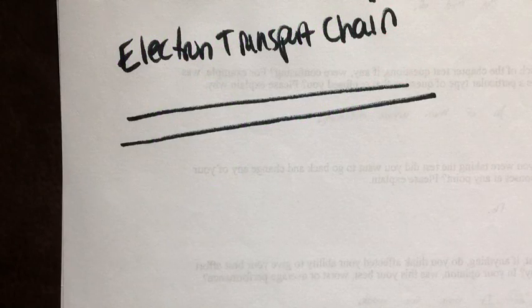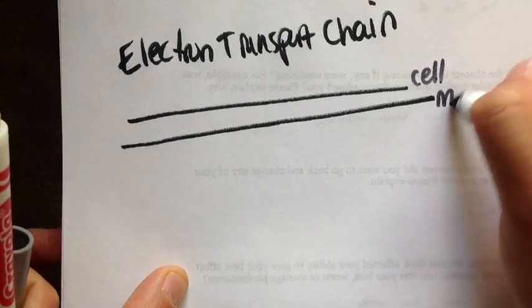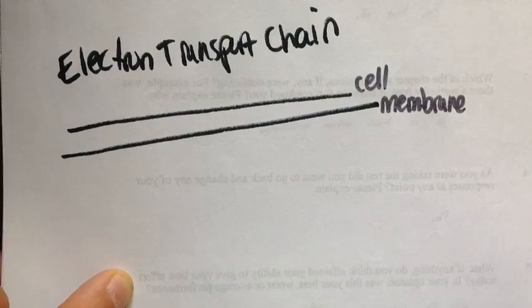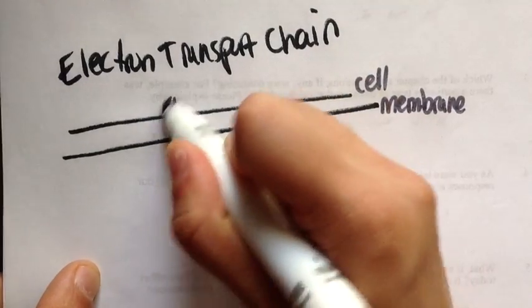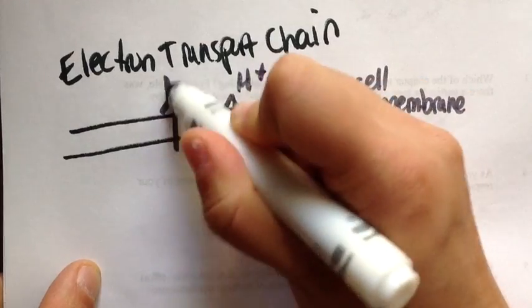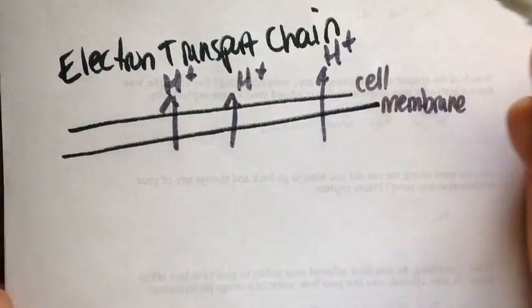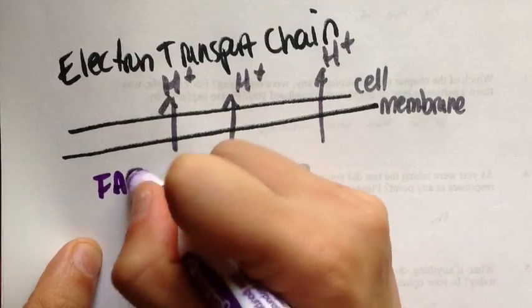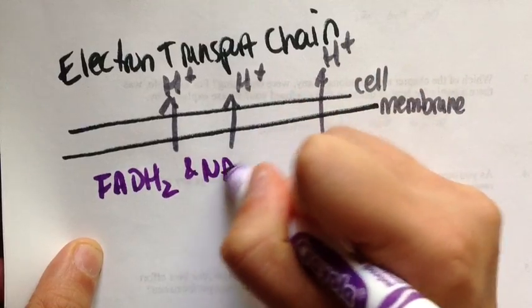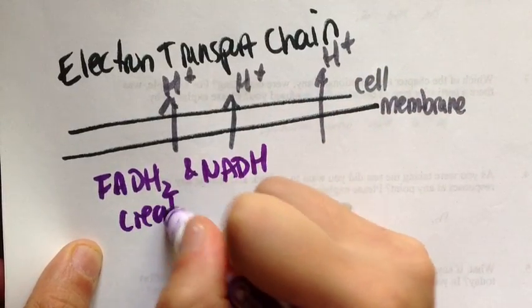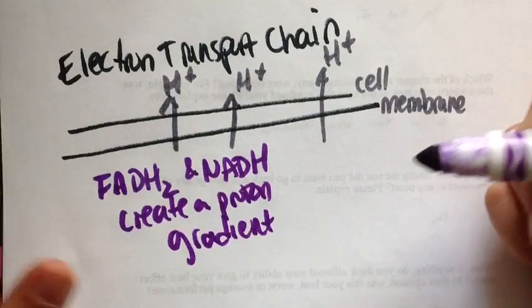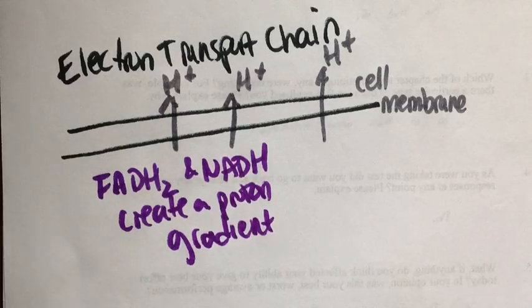So here's our last step, the electron transport chain. Imagine this is our cell membrane. And this could be any type of membrane, whether it's in the mitochondria or any form. But the idea is that we're being able to pump protons. And how do we pump protons? We're going to pump the protons using up the FADH2 and the NADH from the previous step. So FADH2 and NADH create a proton gradient. A proton gradient. So what does that mean? It means there's a lot of protons on one side and not a lot on the other.